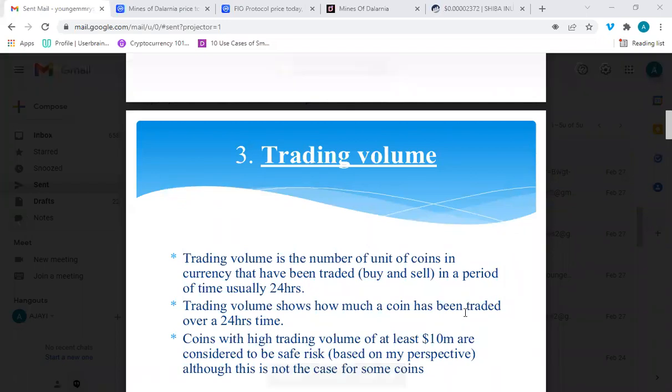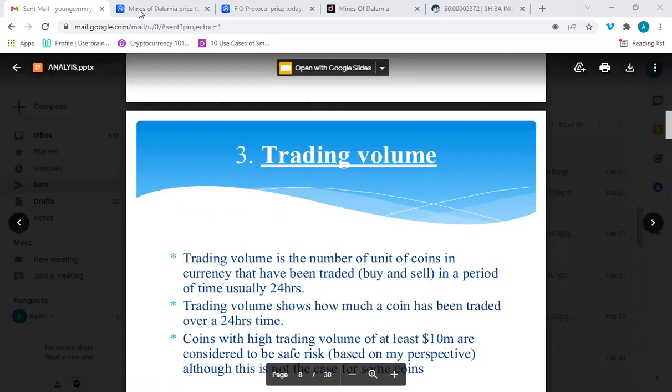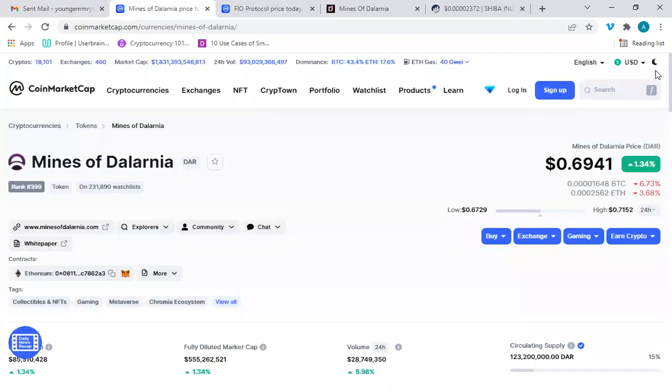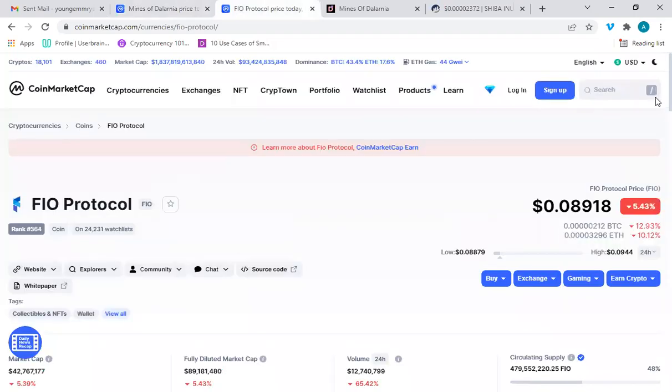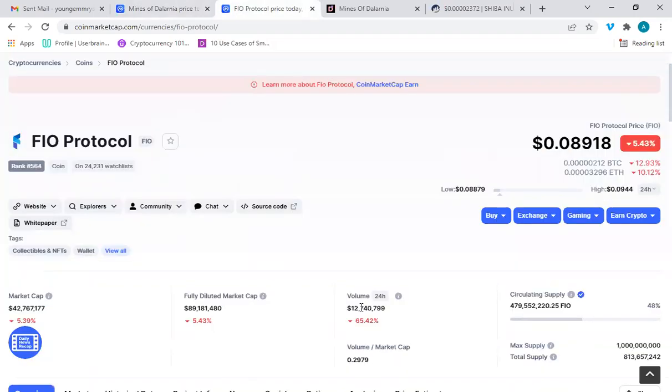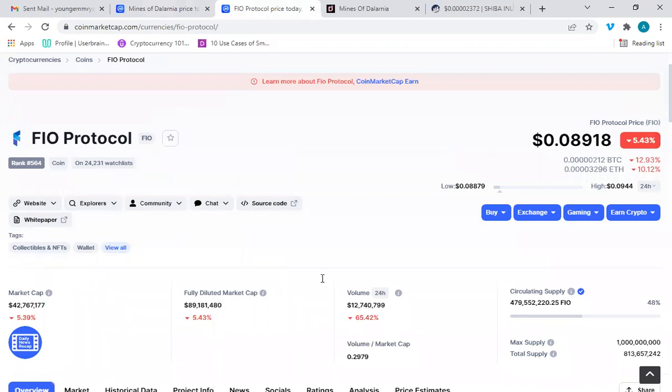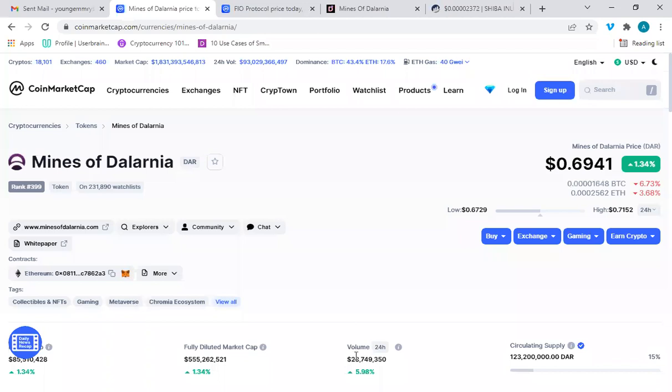So if the coin has been existing maybe a year ago or 2 years ago and is having less than 10 million trading volume, I don't really consider it as a safe risk. Okay, you understand? Now, let me show you the trading volume of this coin. Let me use Fuel Protocol. Now I can see the trading volume. Trading volume is $12 million, right? Now let me show you this one. This one is what, $28 million, right?